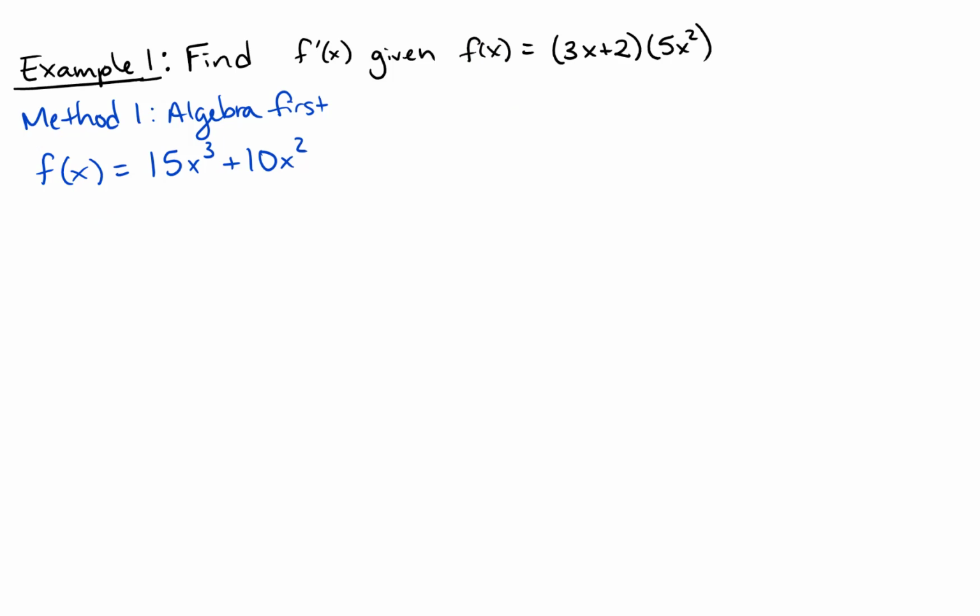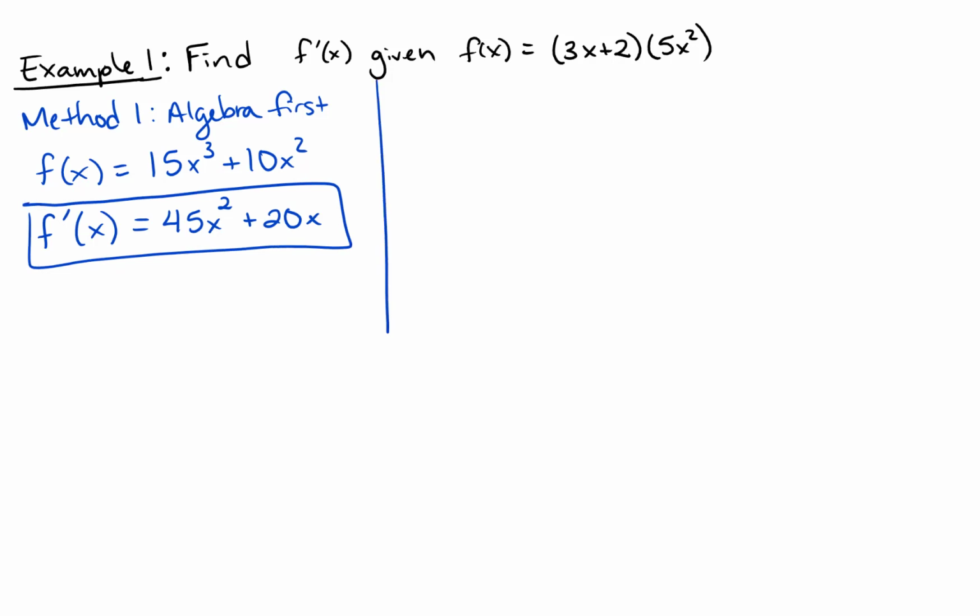Now I'm going to take the derivative, and I show that I'm taking the derivative by adding that prime notation. And then I apply my power rule for derivatives. So bring the 3 down, multiply by 15, 45x squared, subtracting 1 from that power. 10x squared, take the 2 down, so 20, subtract 1 from the power, so 20x to the first power, or just 20x. So there's our answer. Let's try this again. But this time, we're going to do the derivative first.